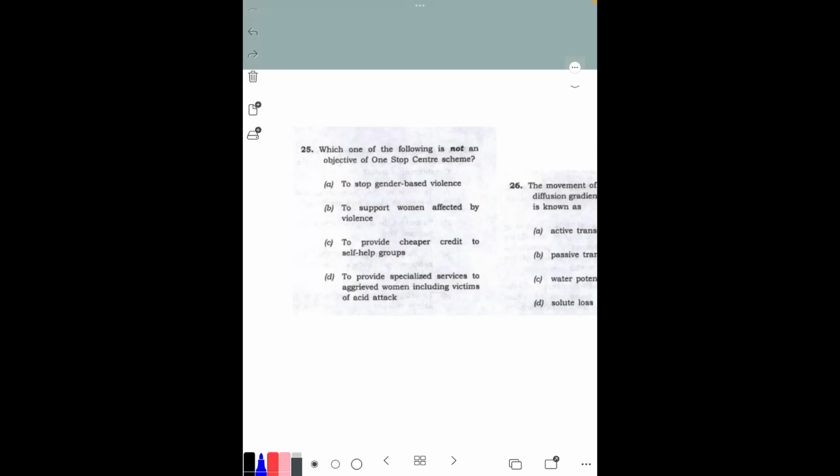Which one of the following is not an objective of one-stop center scheme? To stop gender-based violence, to support women affected by violence, to provide specialized services to aggrieved women including victims of acid attack. These three statements are correct. The only incorrect thing is the statement C, that is to provide cheaper credit to self-help groups, not to self-help groups but to women.